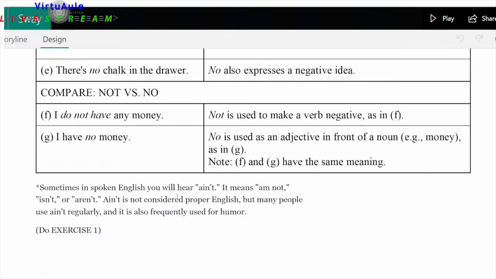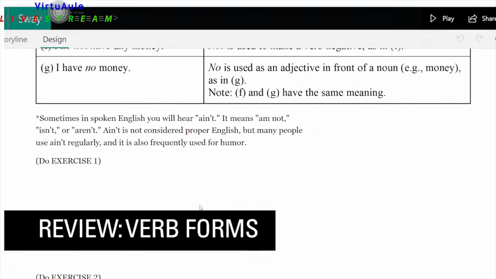Sometimes in spoken English you will hear ain't. It means am not, isn't, or aren't. Ain't is not considered proper English, but many people use ain't regularly, and it is frequently used for humor. Okay, here you can do exercise 1 if you are enrolled in the self-study group.